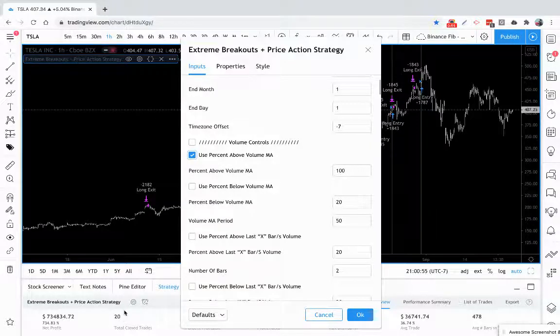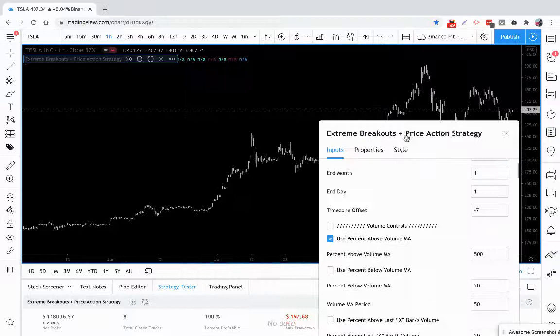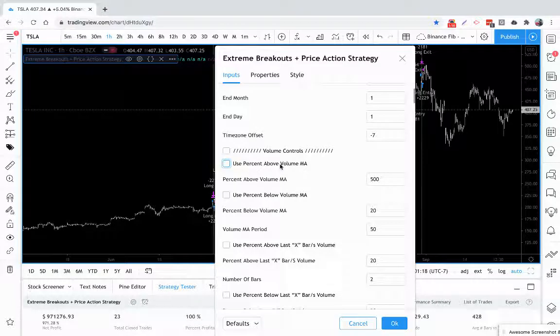So you can see we took a little bit less trades. If we want to go with maybe a little higher volume, see how that affects the strategy, let's see what 500 looks like. So you have to test different settings, but you can see that you can actually use volume to filter your breakouts. So you could use volume percent above the volume moving average. That's controlled here. Your volume moving average is right here.